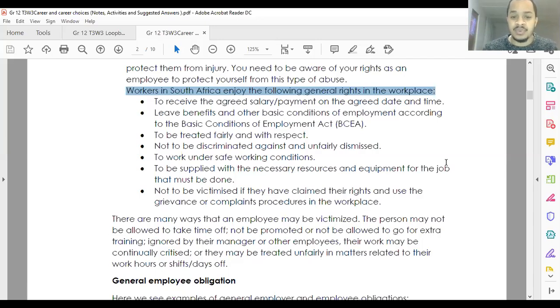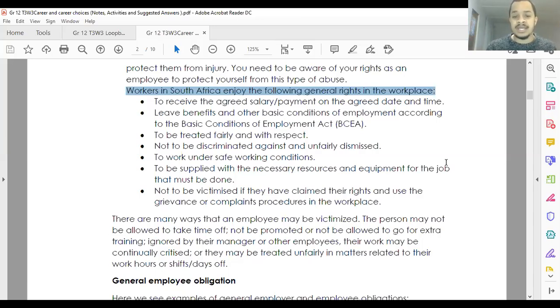To be supplied with the necessary resources and equipment for the job that must be done. So grade 12, whenever you start to work and it is expected to do whatever tasks, the employer must provide you with the necessary resources and the equipment. You cannot do a job without the necessary equipment. It is your right to demand or to ask that those things needs to be provided to you.